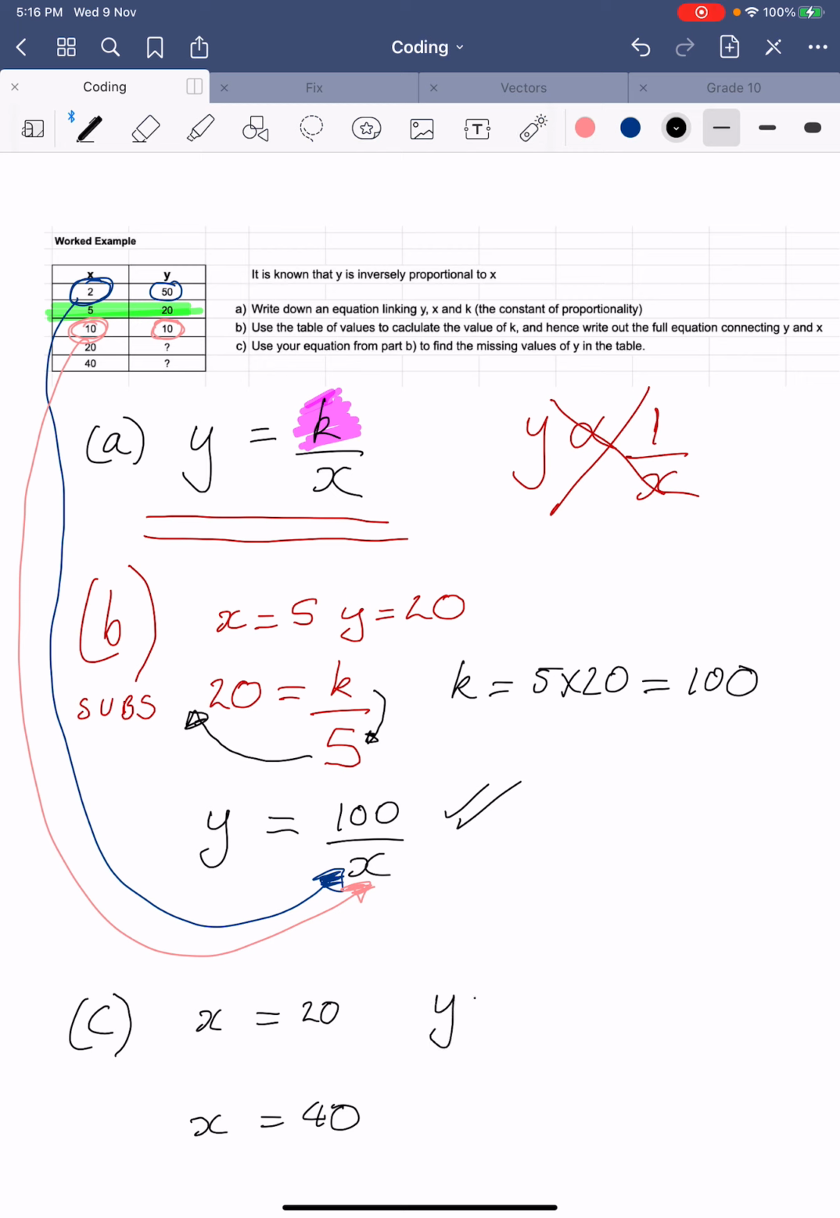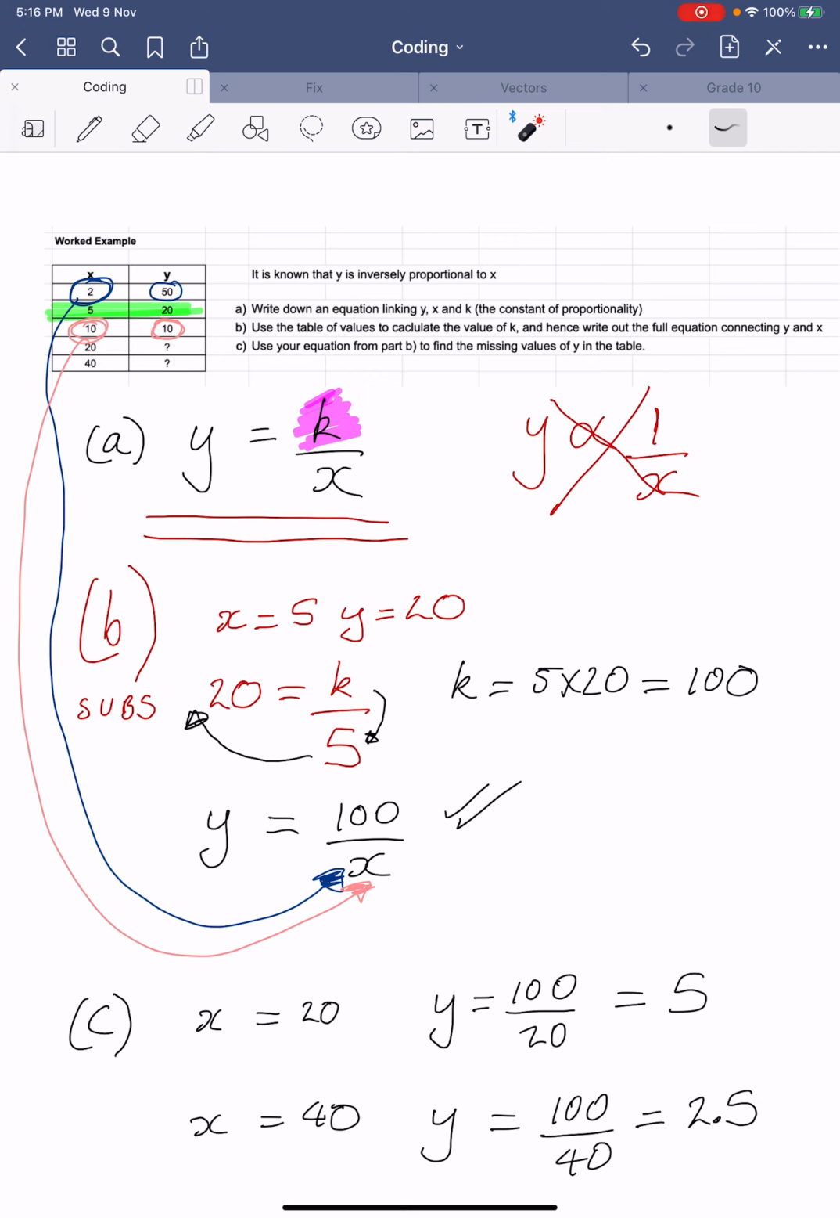To get the y value, we do 100 divided by the x value. So this is 5. And here, to get the y value, we do 100 divided by the x value, and again you can reach for a calculator, no problem, but I think I can do that. That's 2.5. So there you go.